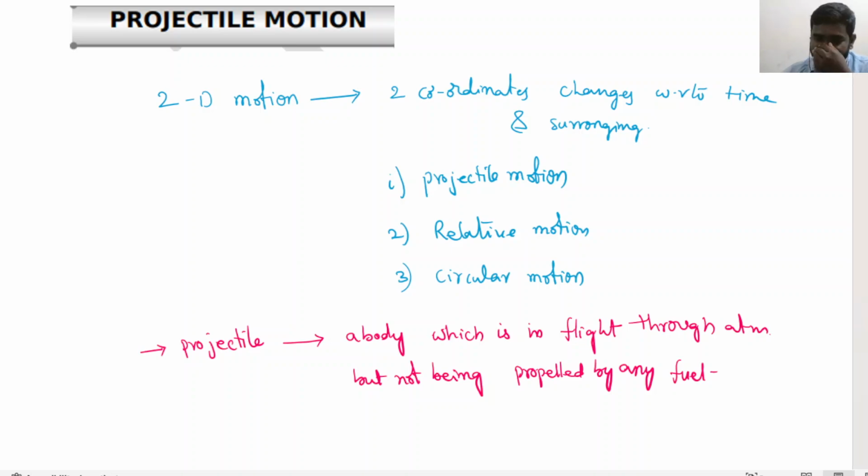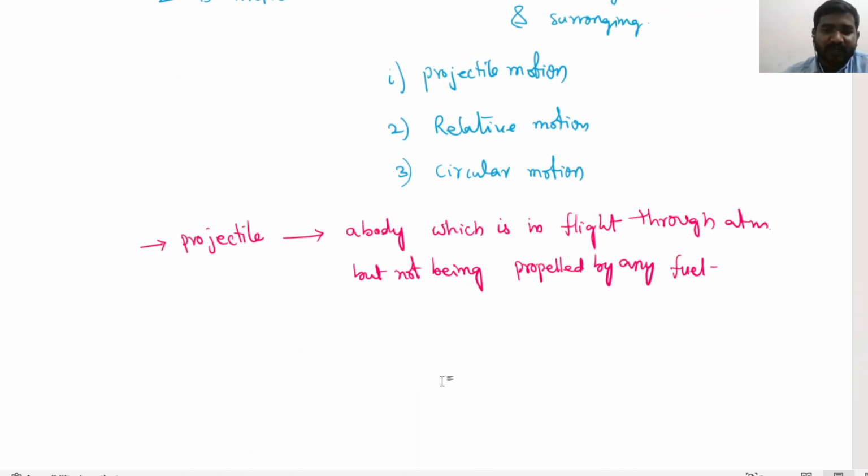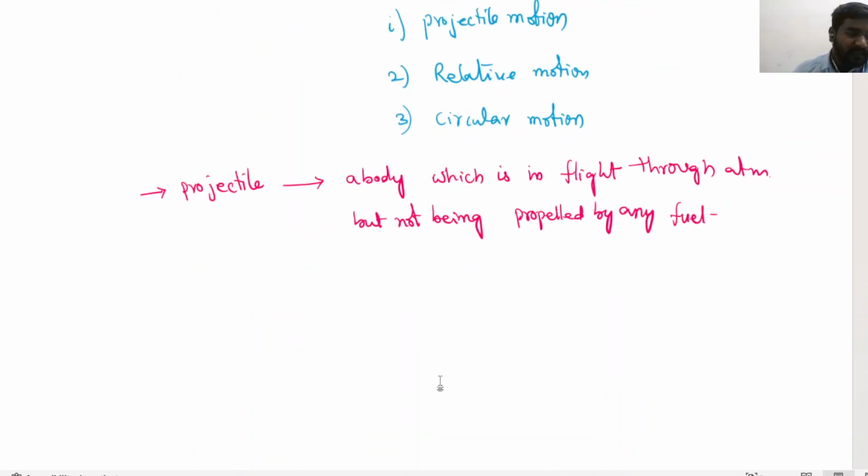A projectile is just a body which is in flight through an atmosphere but not being propelled by any fuel. Such types of bodies you can take as a projectile. Examples: a bomb released from an aeroplane, a bullet fired from a gun, an arrow released from a bow, and a javelin thrown by an athlete. These are all examples of a projectile.